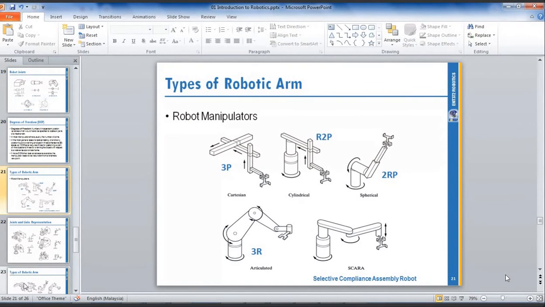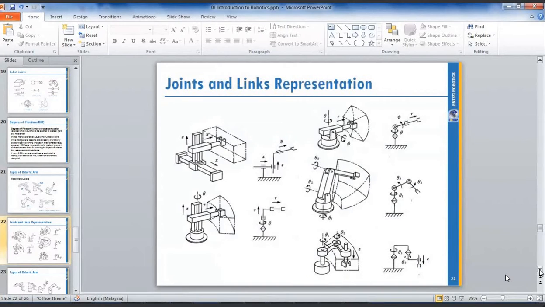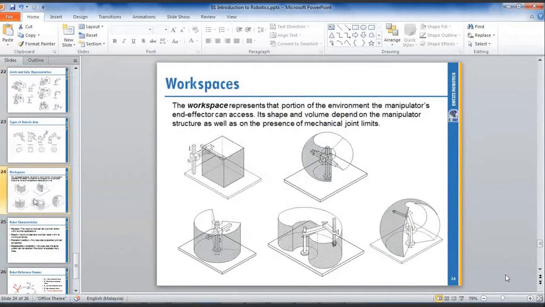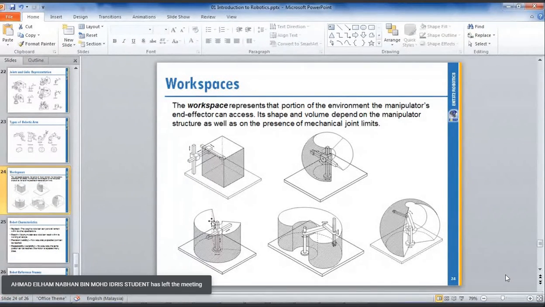So when you move, the robot will perform this cylinder-shaped workspace or working envelope. So this robot also can perform any shape within this working envelope.